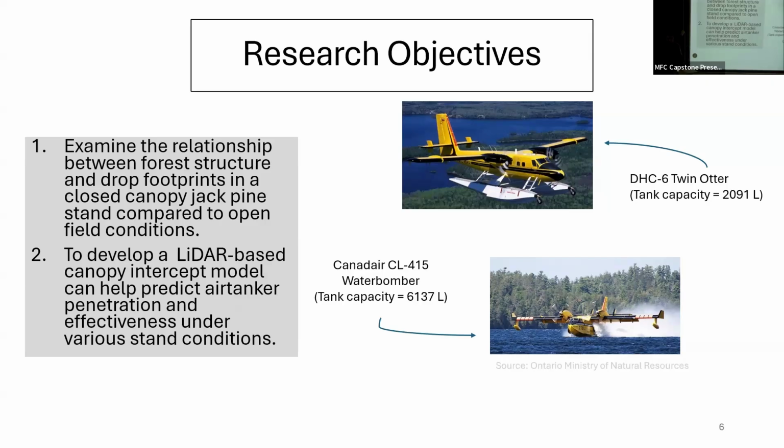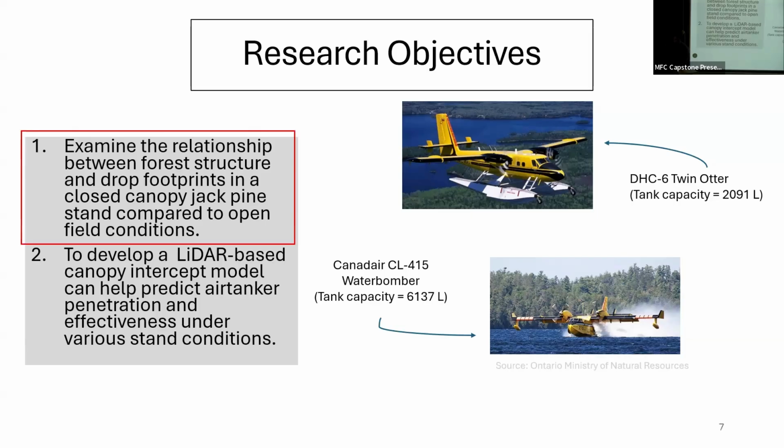The two air tankers of focus, as you can see here, are the Canadair CL415, which has a tank capacity of roughly 6,100 liters, of which Ontario has 9 air tankers, and the second one being the DHC6 Twin Otter with a tank capacity of roughly 2,100 liters. Ontario has 3 of these air tankers.